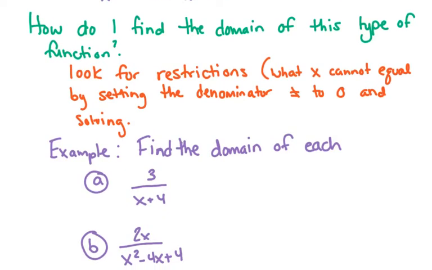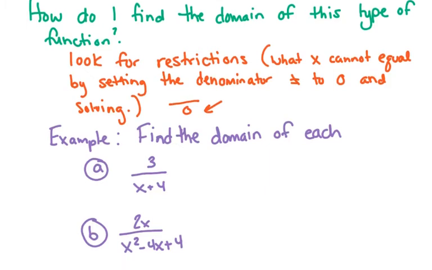So how do I find the domain of this type of function? You're going to be looking for restrictions. They call them restrictions. I've also seen them called exclusions, but it's basically looking for what x cannot equal. And we know that if you were to plug something divided by 0 into your calculator, you would get that error, because we can't divide by 0. So 0 in the denominator is where your restrictions are.